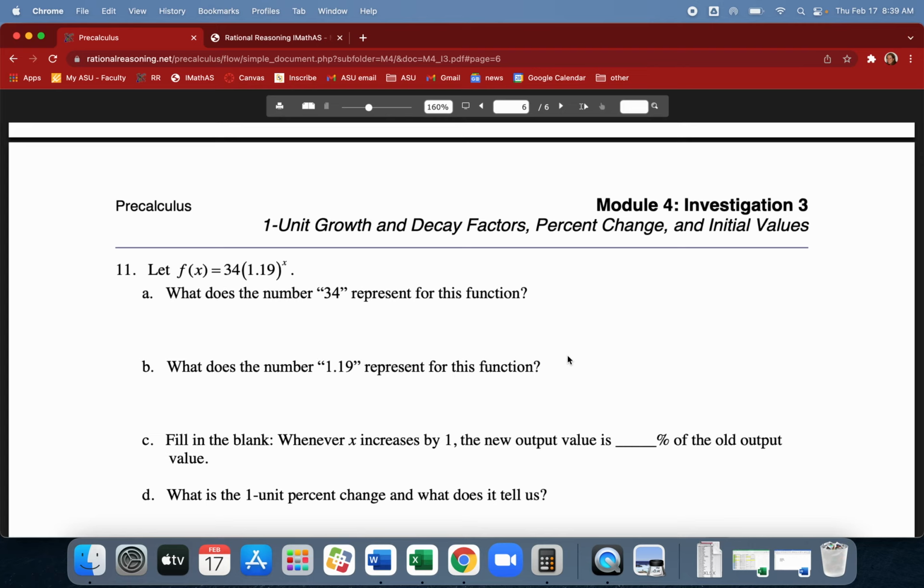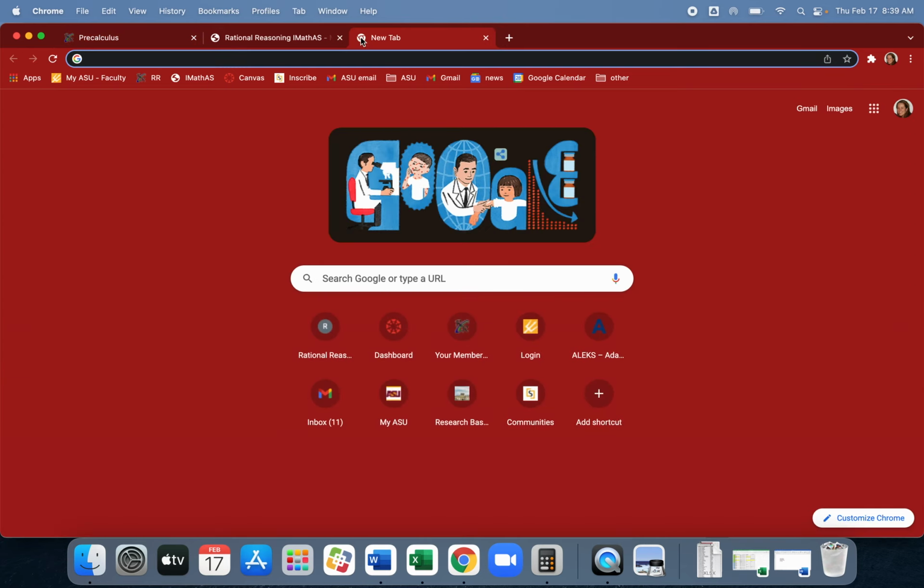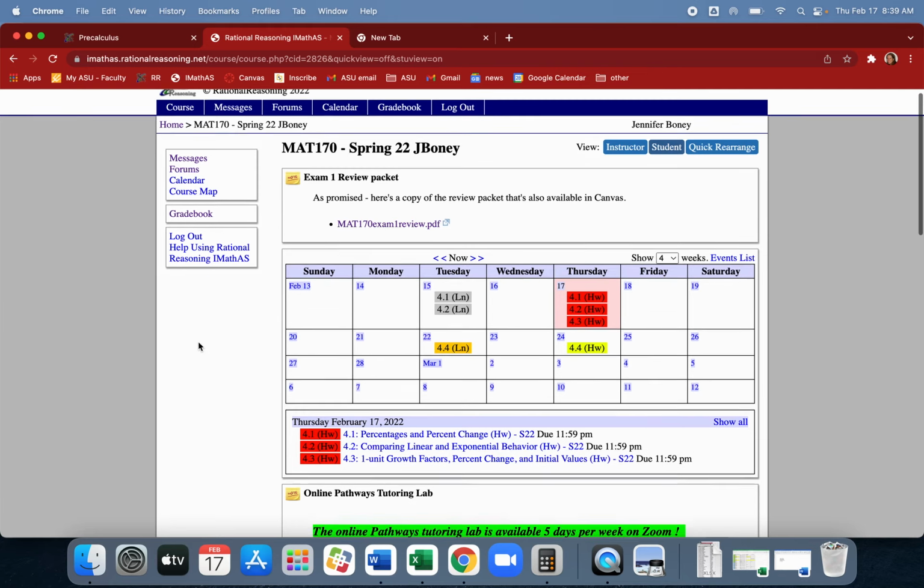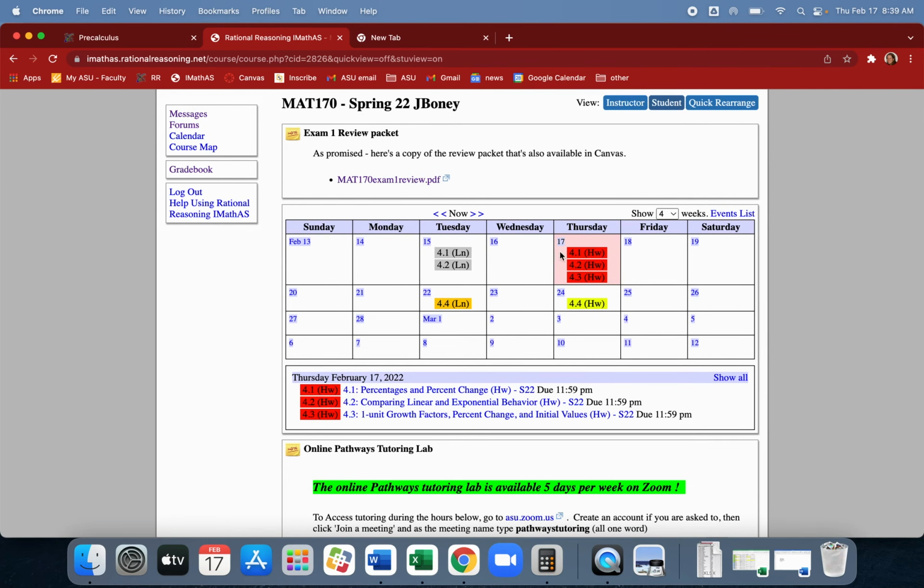But over the weekend, I'm going to put up some additional questions, looking ahead related to section 4.5. 4.4, I already have those up. I have to do some editing on 4.5 because it was worded strangely. This is the page I was looking for. So you see you've got 4.1 to 4.3 homework due tonight. 4.4 is about those multi-unit growth factors and partial unit growth factors and how to use those.